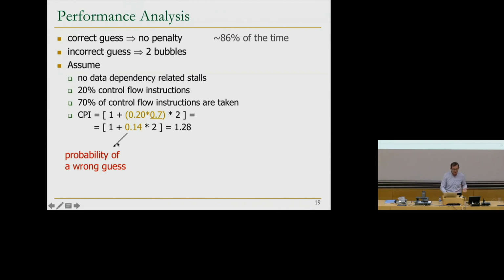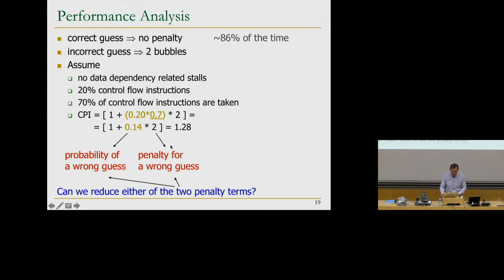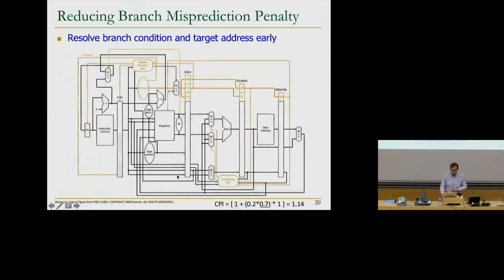So this is really the probability of a wrong guess across all instructions, and this is the penalty for a wrong guess. So ideally, you would like to minimize both, right? The penalty for a wrong guess was 20 in the previous example. That's why we actually reduced the performance a lot. So the probability of a wrong guess, 14%, is not terrible, actually. So the key question is, we would like to reduce either of the 2 penalty terms. Let's take a look at this one. You've seen this before. But how can you reduce the penalty for a wrong guess?